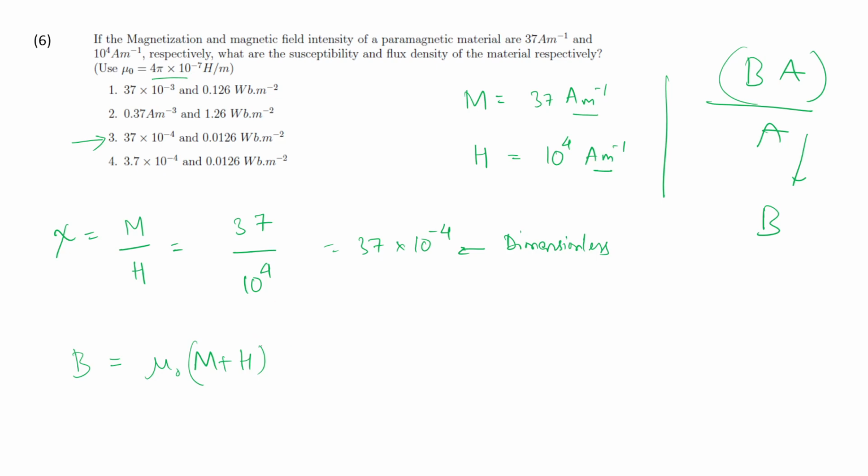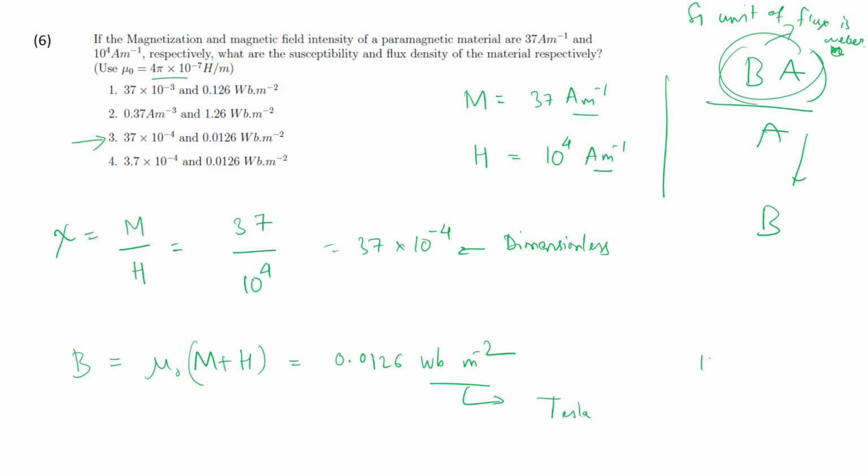So when you put everything, what you will get is 0.0126 Weber per meter square. Okay, so what is Weber? Weber is the SI unit of flux. Or alternatively, this Weber per meter square is Tesla, like 1 Tesla.